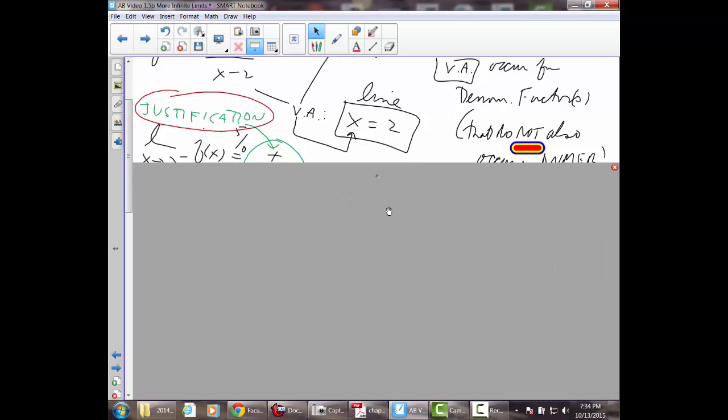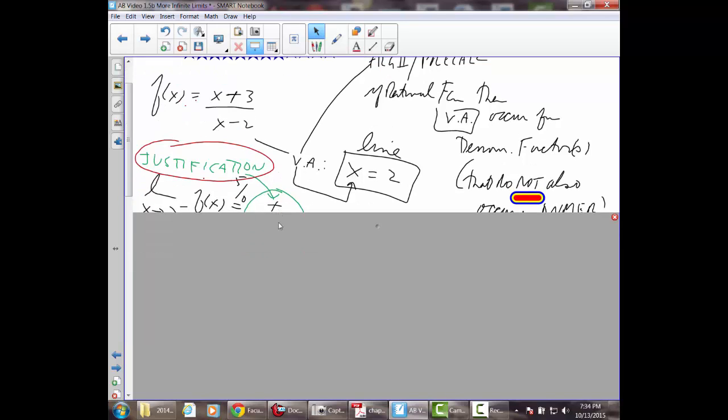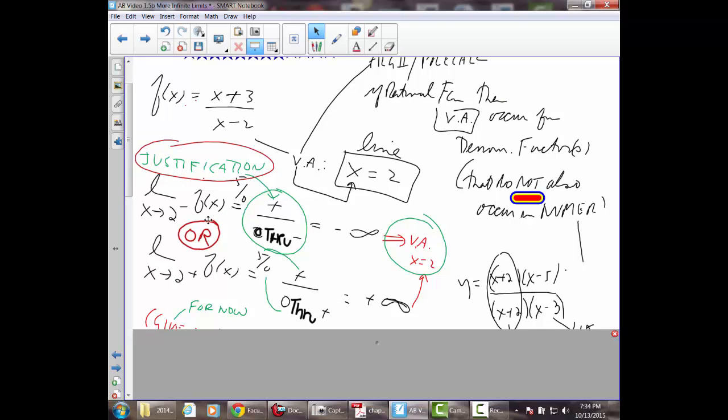Now, you're easily going to be able to identify for me or the AP reader what the equation of the vertical asymptote is. And let me just emphasize, if I ask you for the equation of the vertical asymptote and you write 2, I'm sorry, 2 is not the equation of a line. It's x equals 2.